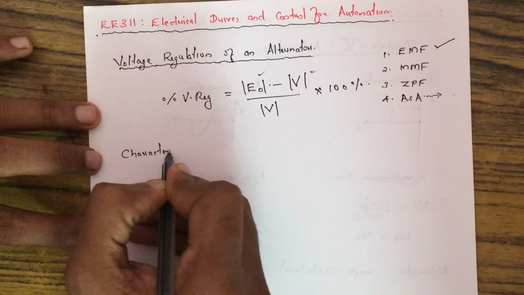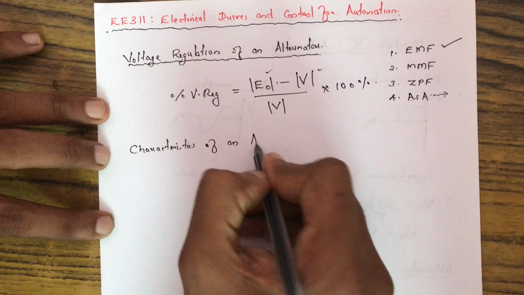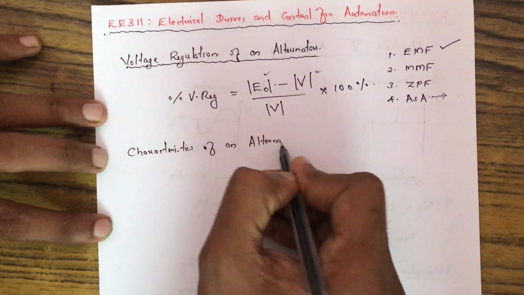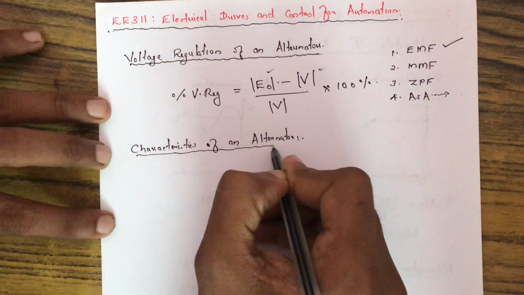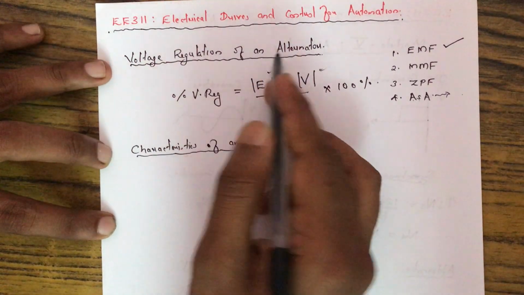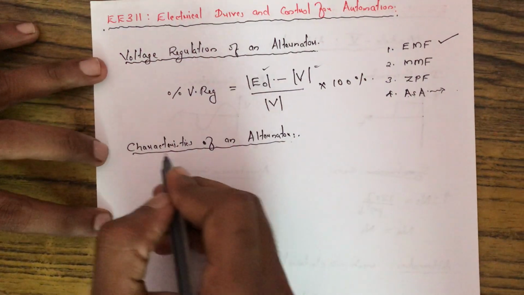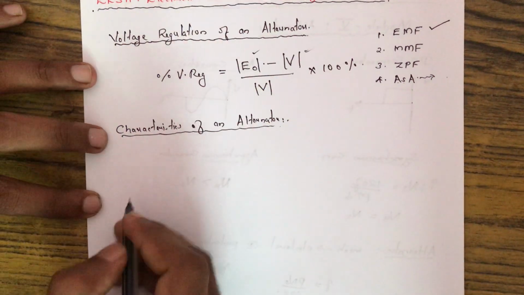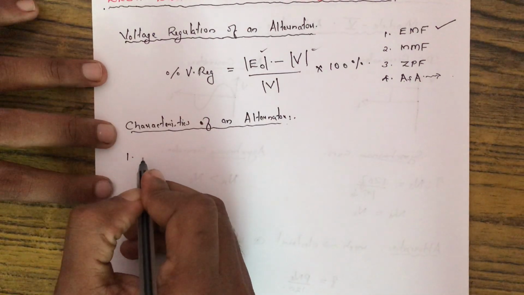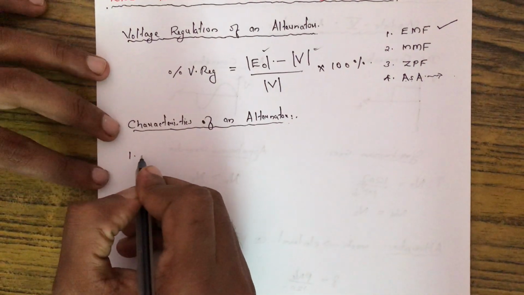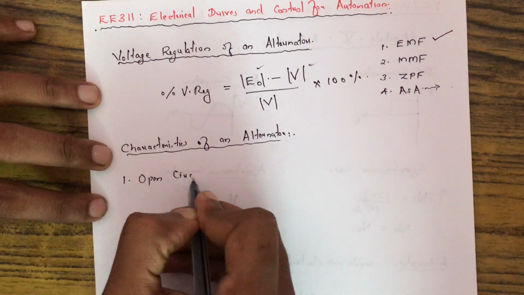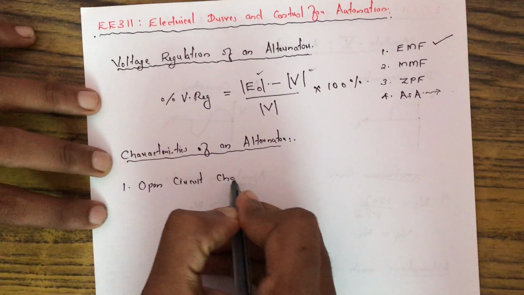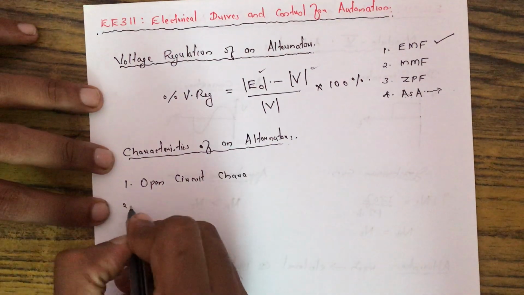Before going to the EMF method, we have to know about the characteristics of an alternator, because the characteristics of an alternator are needed for finding the voltage regulation of an alternator by the EMF method. So we can see the characteristics of an alternator. There are 2 important characteristics for an alternator. The first one is the open circuit characteristic, and the second one is the short circuit characteristic.